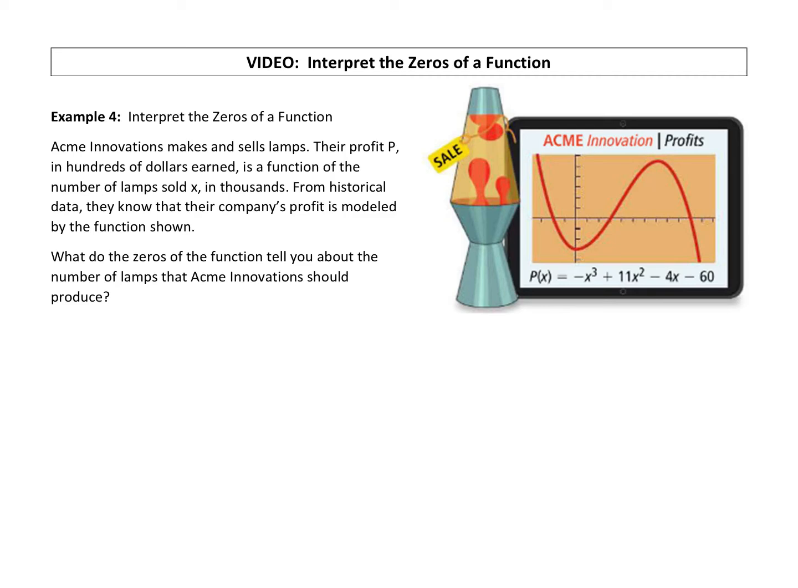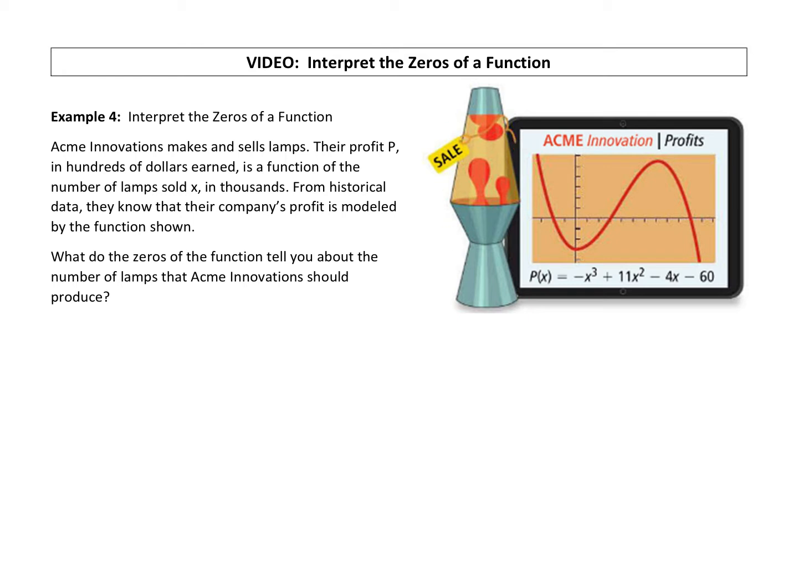Oh, good. We get to do a word problem. Here's our real life example of where this stuff shows up in the real world. All right, so Acme Innovations makes and sells lamps. Looks like they're lava lamps.